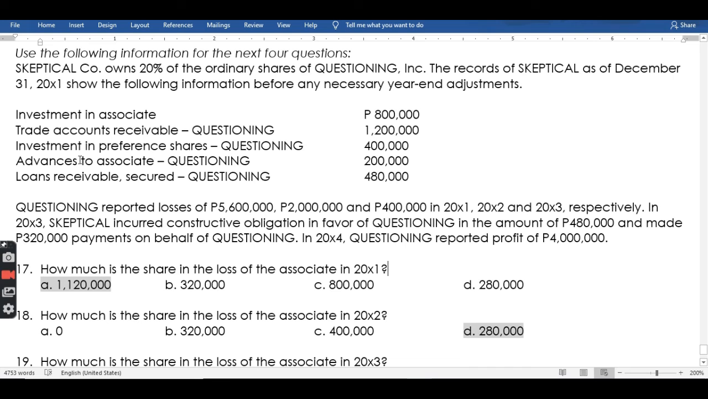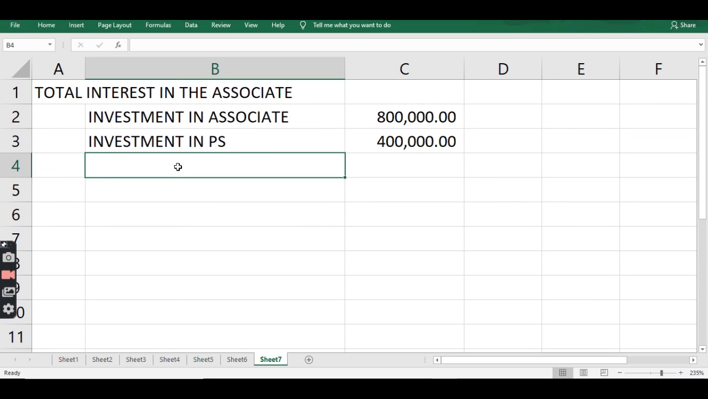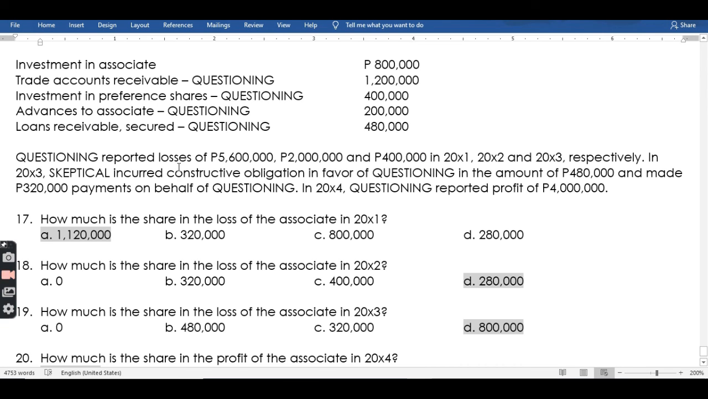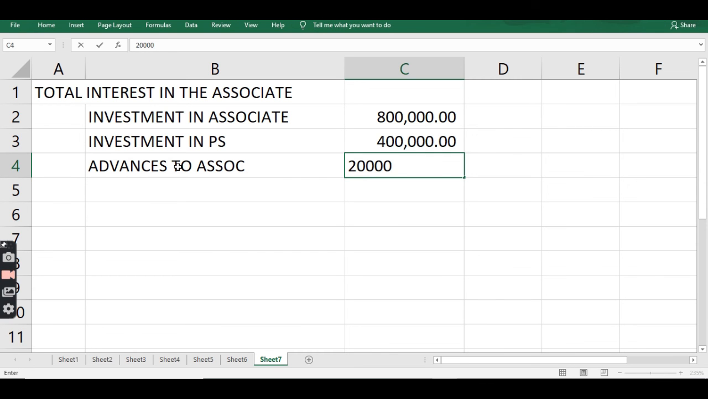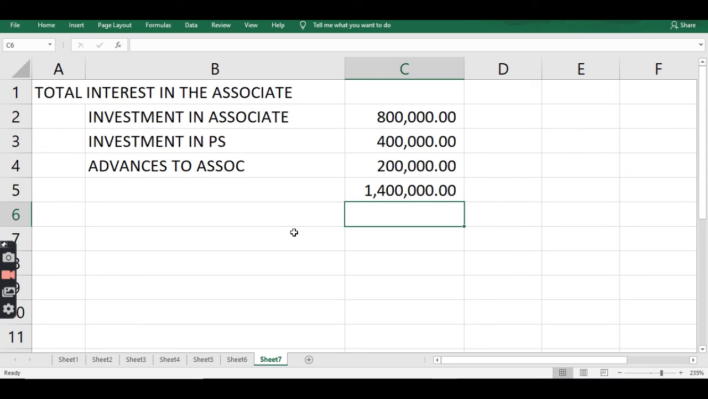Tapos, advances to associate. Okay, loans receivable secured. Okay, so ang kasama lang ay itong advances to associate na 200,000. This is unsecured borrowing. Okay, so advances to associate. Sorry. So, that's going to be 200,000. So, ang total interest natin ngayon, therefore, is equal to yung sum nito. So, kaya nating mag-absorb ng hanggang 1,400,000.